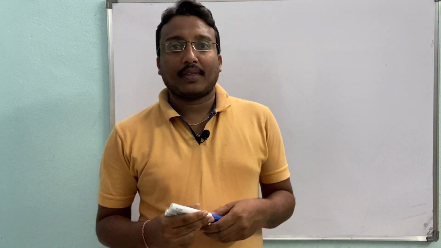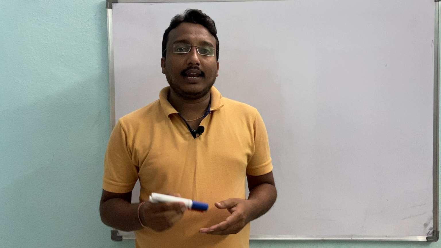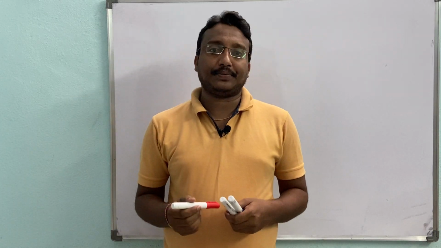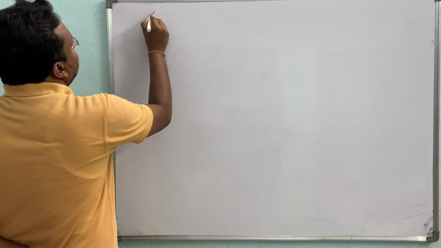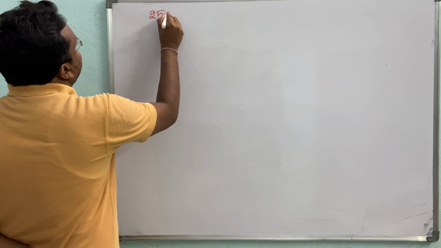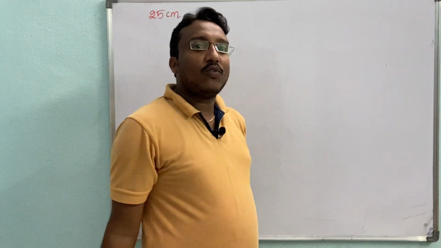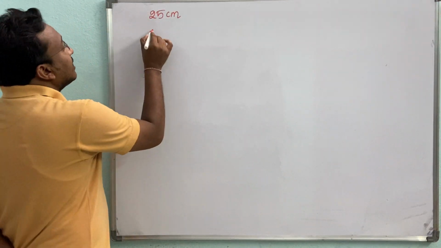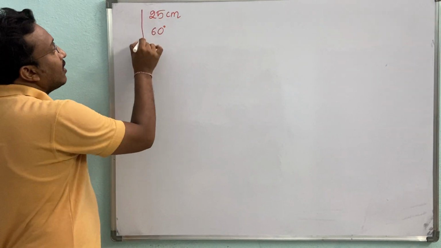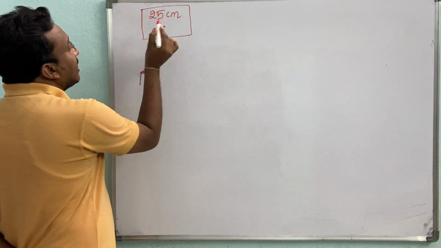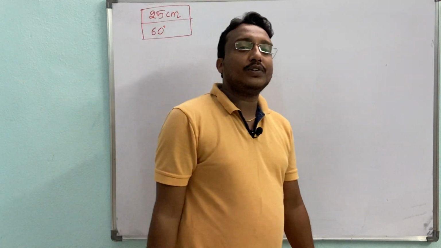Hello everyone. In our last class, we discussed the least distance of distinct vision. The least distance of distinct vision is 25 centimeters for a healthy person and the angle of vision is 60 degrees.